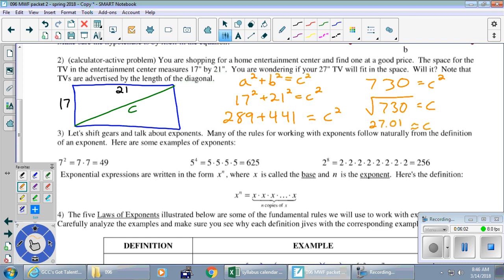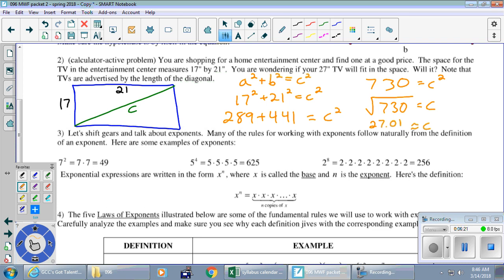That is how long the space in our entertainment center is on the diagonal, 27.01 inches. We have a TV that is 27 inches. Will it fit? Just barely, right? 27 is just a hair under the 27.01. Did you see how exciting I made that, 27.01?